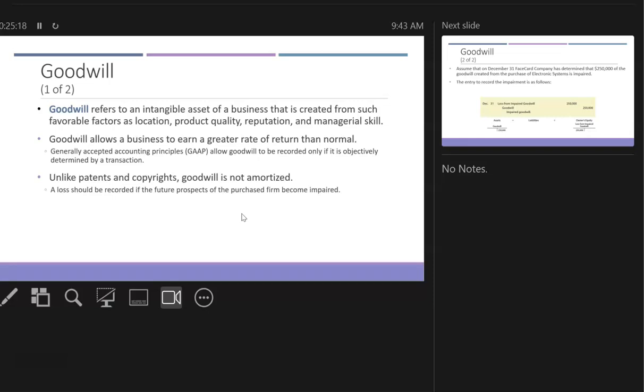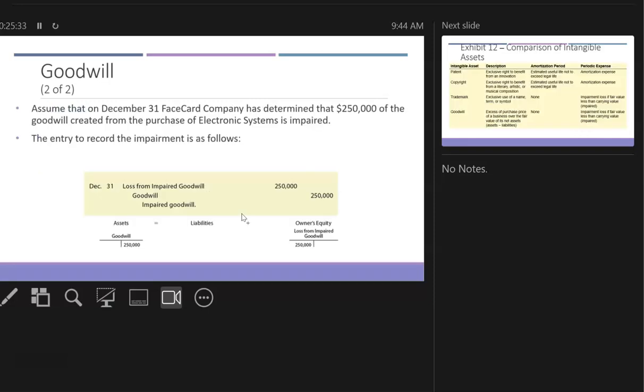Goodwill is the most unique of them all. Goodwill is an intangible asset from a business that's created usually when you sell the business. Goodwill allows a business to earn a greater rate of return than normal. We never amortize goodwill. Note that the company has determined that $250,000 of the goodwill created from the purchase of another company needs to be written down.